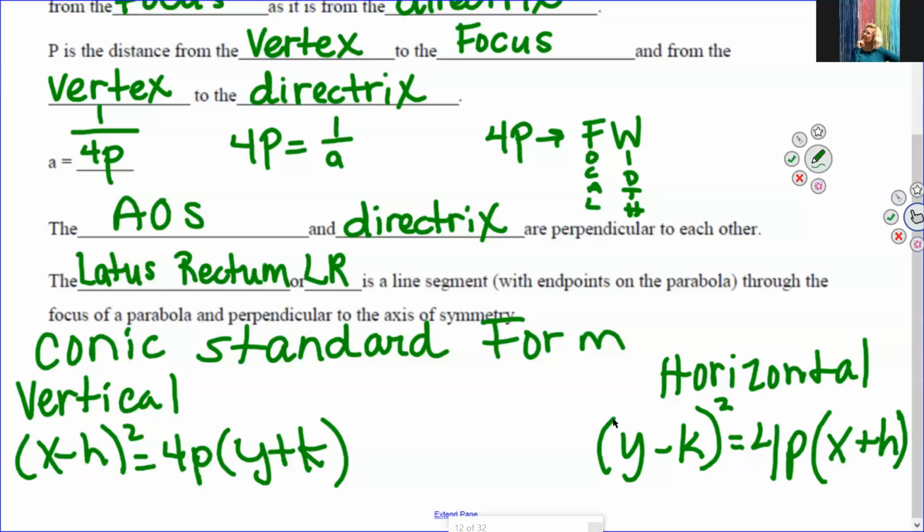That's it for today. We're going to do so much more with that later. Any questions? Okay, that's it. And you guys remember focal width? How many p's make up focal width? 4. How many p's is the distance from the vertex to the focus? 1. What about from the vertex to the directrix? 1p. Okay, then, what is the distance from the focus to the directrix? 2p. You're going to have to know that one too.